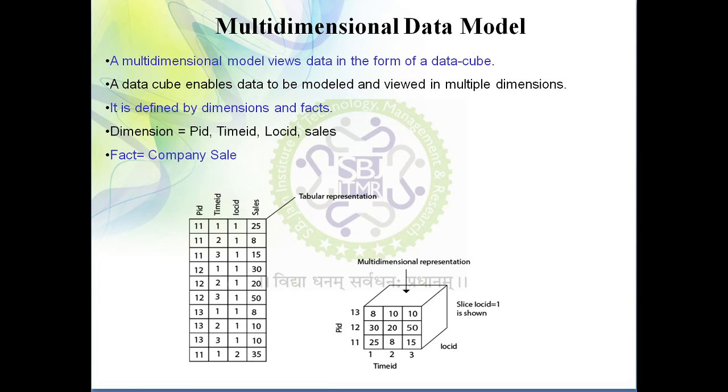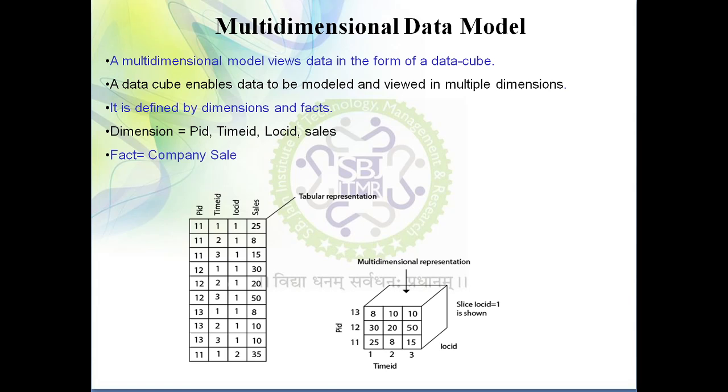But suppose we want to represent the data by using multidimensional data model, then we can make use of a data cube. So multidimensional model views the data in the form of data cube. So what do you mean by data cube? This is what a data cube. We are representing the data in the cube format, and it is having multiple dimensions. It is not only having x-axis, y-axis and z-axis, but it is also having more than 3 axes. So as I told you, whenever you need to visualize your data with more than 2 or 3 dimensions, at that time multidimensional data model can be used. So data cube enables data to be modeled and viewed in multiple dimensions.